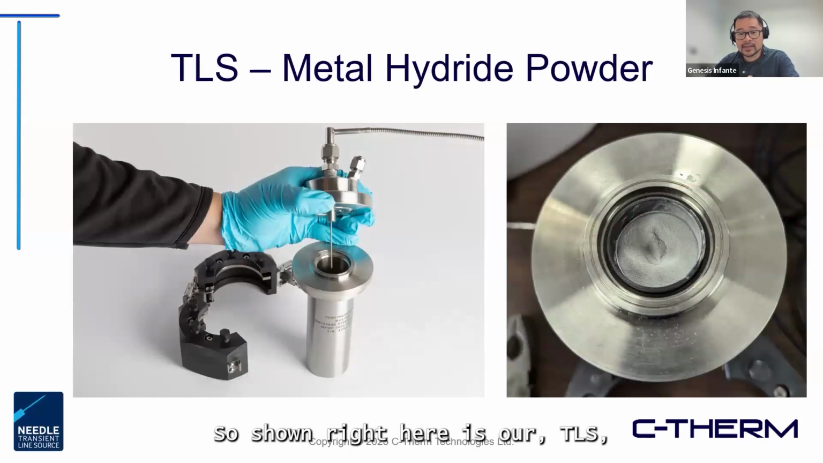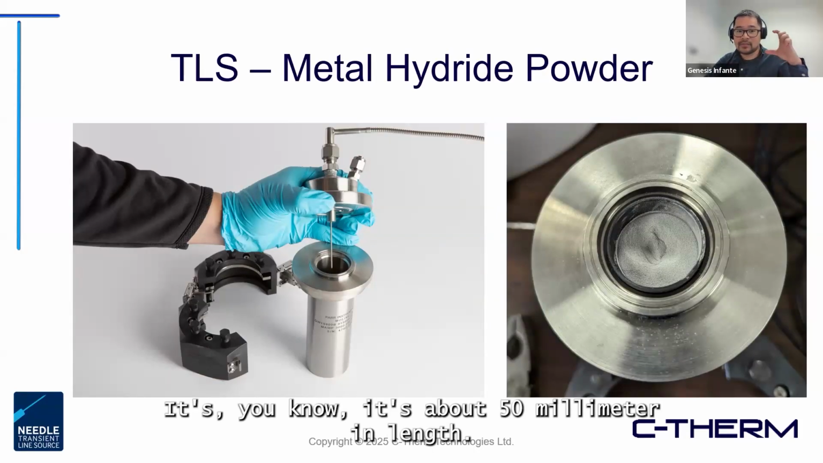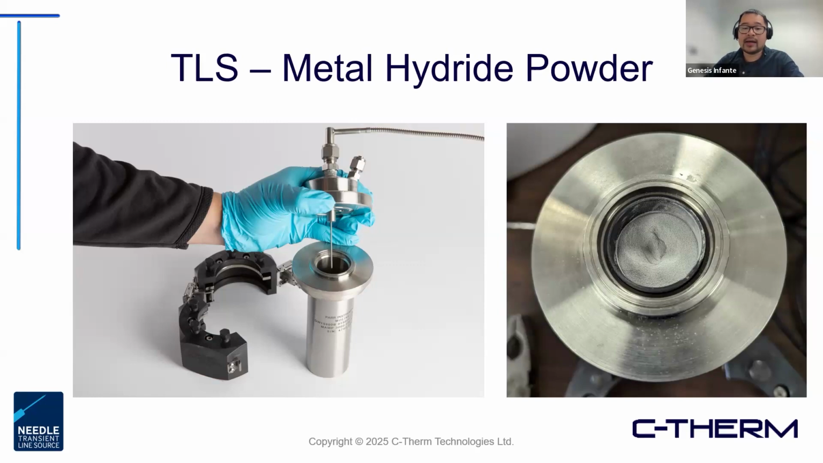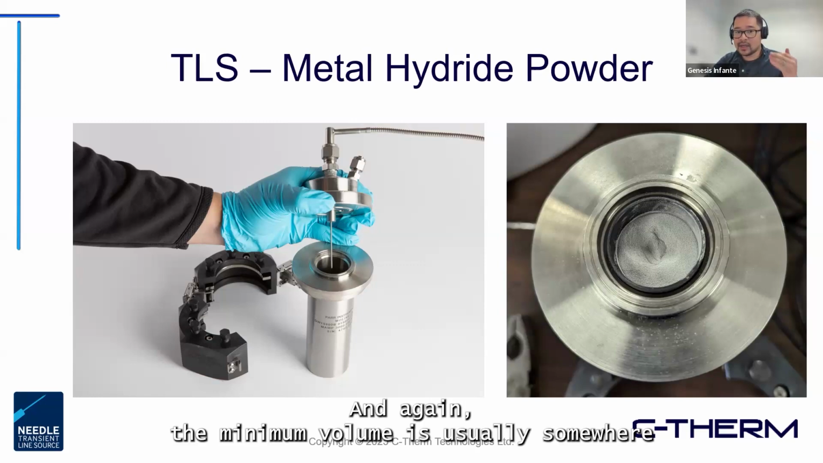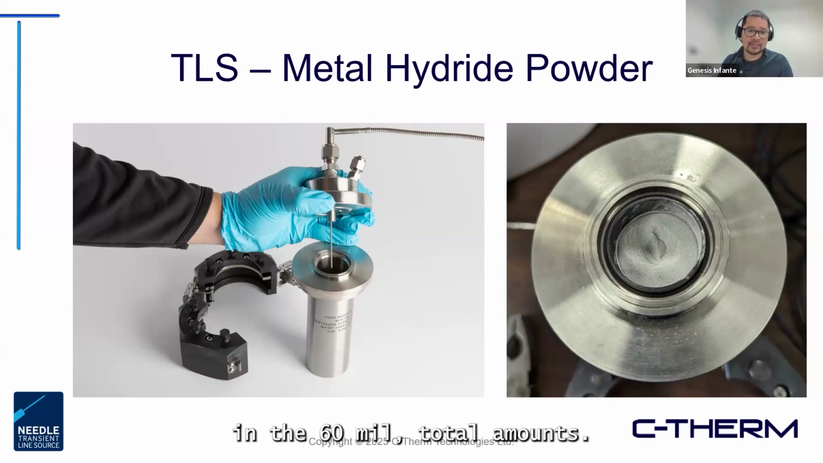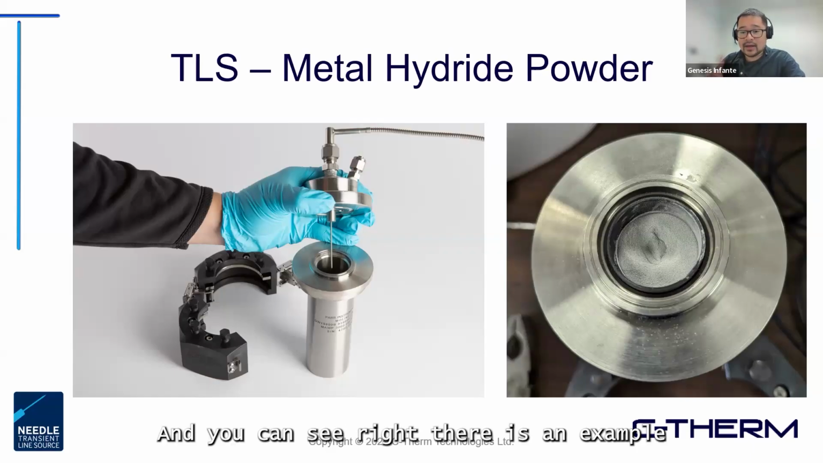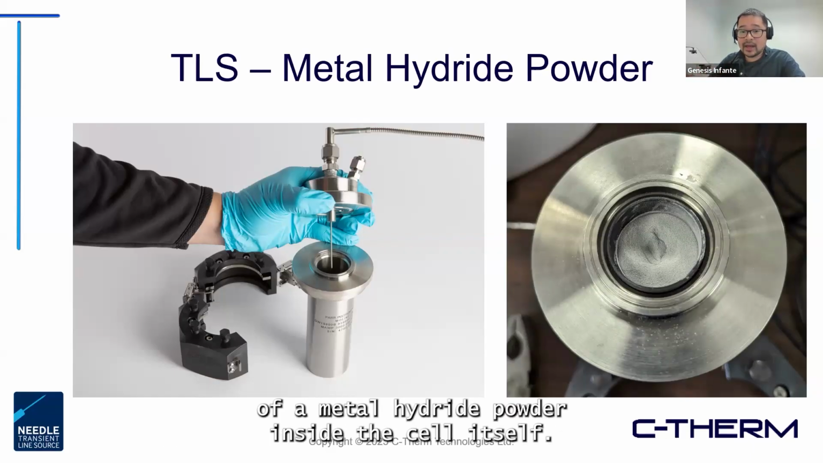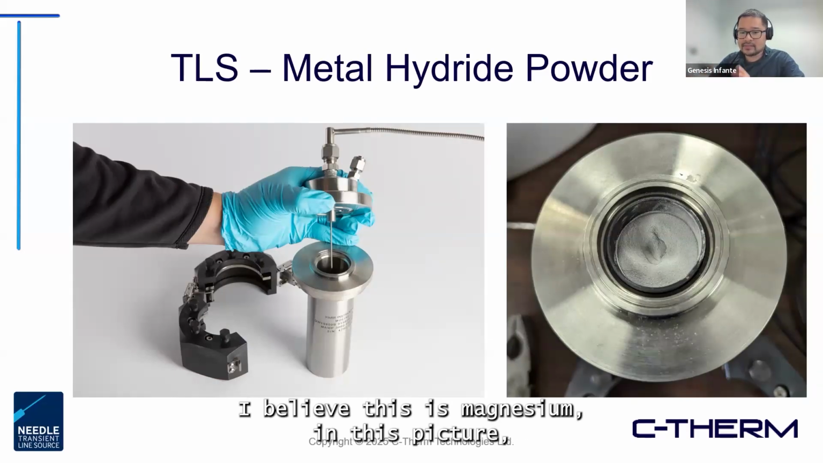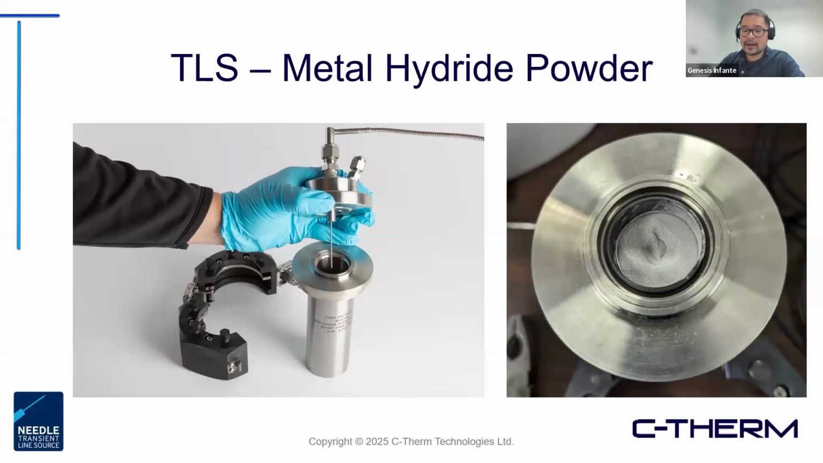So shown right here is our TLS high pressure cell on the left. It's about 50 millimeters in length, and the minimum volume is usually somewhere around 60 mL total. You can see right there an example of a metal hydride powder inside the cell itself. I believe this is magnesium in this picture.